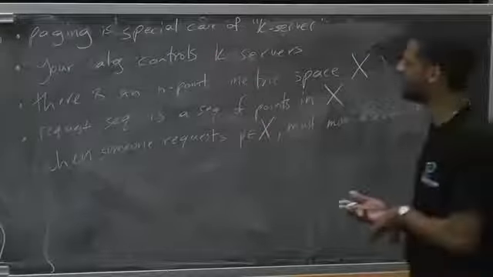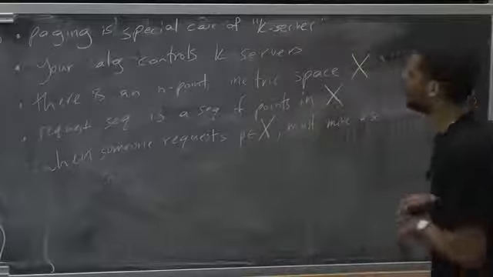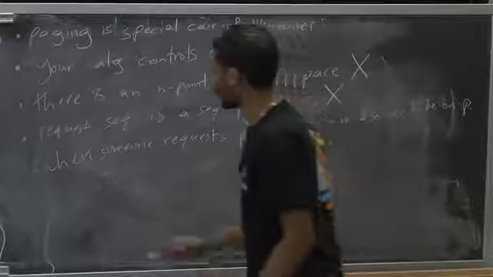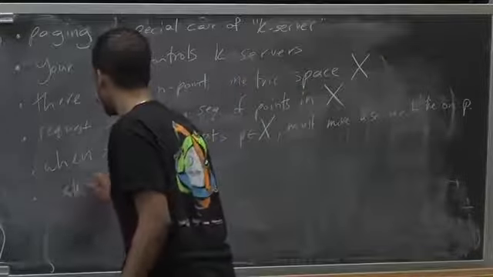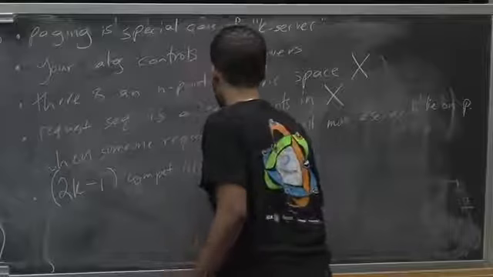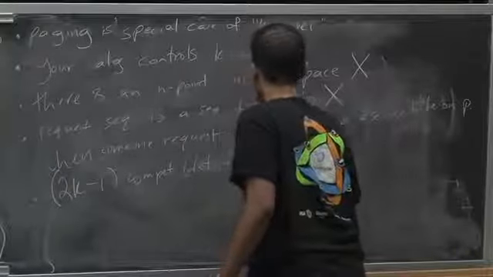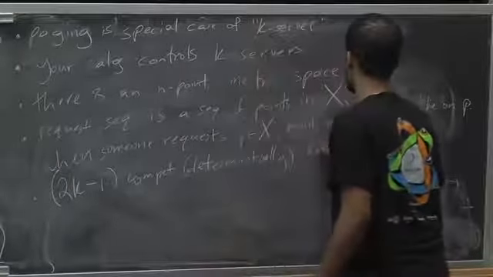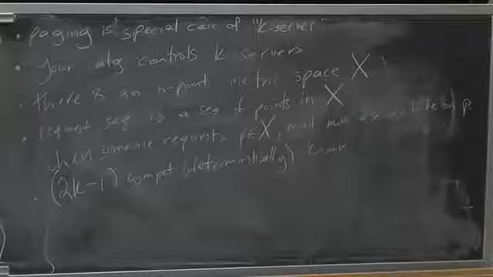And you want to compare yourself to opt. So 2k minus 1 competitive deterministically is known. This is due to Papadimitriou and, did I not write it down? This is called the work function algorithm. Maybe I didn't write the reference.